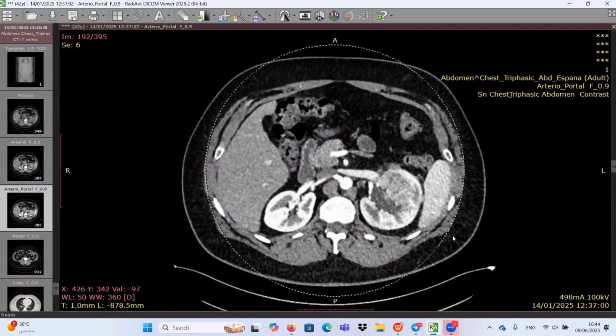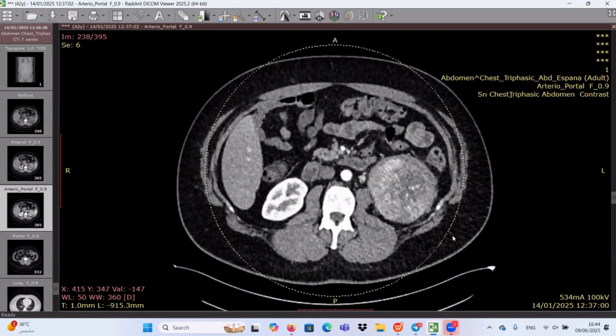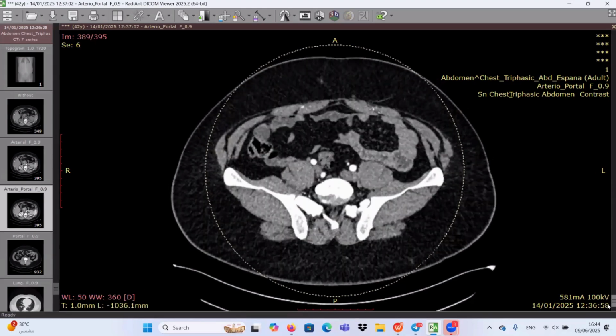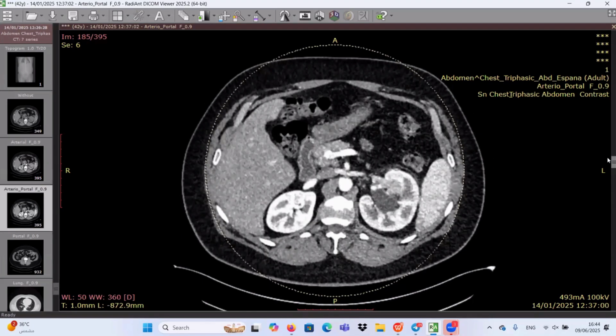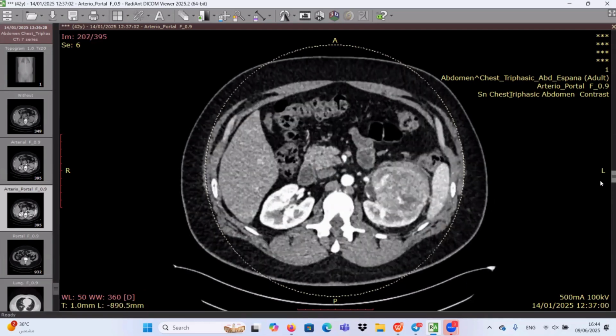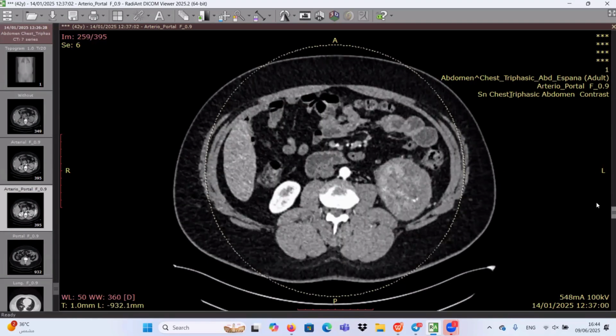I would like to see the rest of the sections to see if there is any other lesion within the ureter or in the urinary bladder. We don't have any other lesions. We don't have any metastatic lesion. We don't have any polymetastatic lesions. So the abnormality is localized at the left kidney.